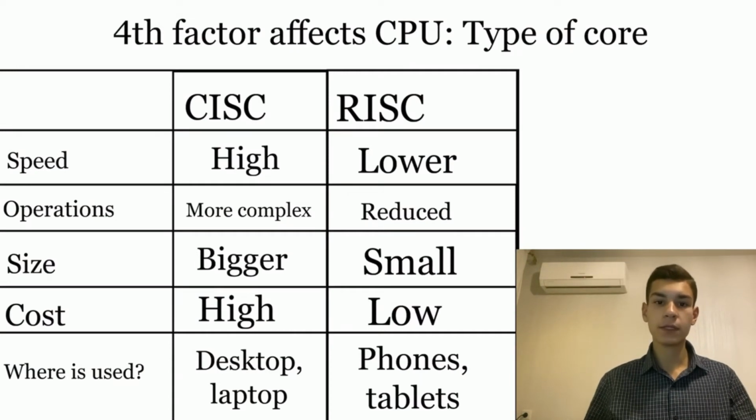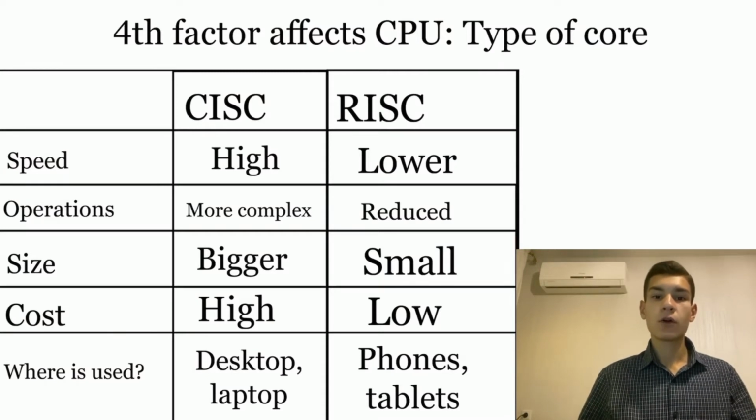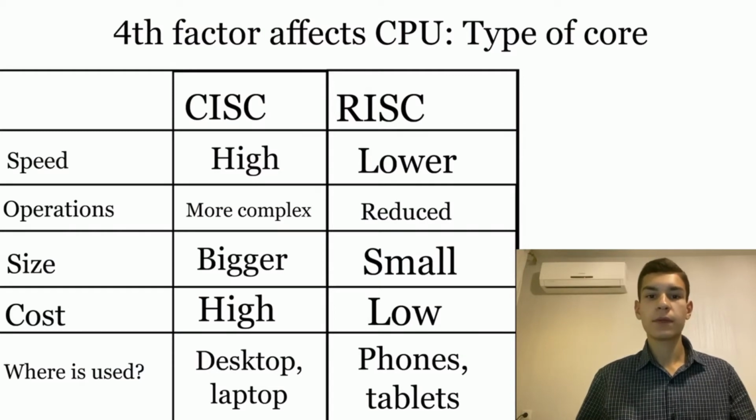And the last, but not the least, factor is the type of the processor. There are 2 types of processor: complex instruction set computing, CISC, and reduced instruction set computing, RISC. The difference is that RISC is way smaller than CISC and operates at lower speed, so it's usually used in smartphones or tablets, while CISC is more complex. It can do more variable operations, and it is used in computers like laptops or desktops.